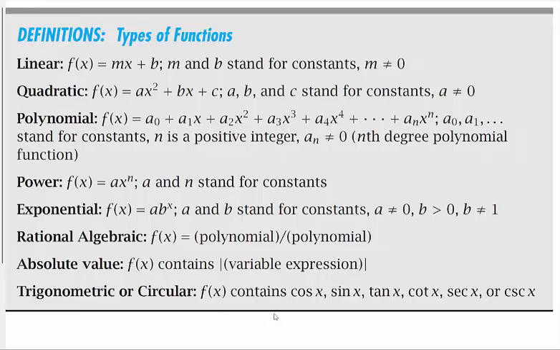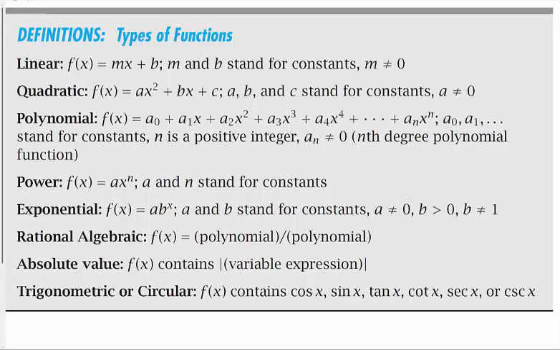And trigonometric, circular, or they also call it periodic: sine, cosine, tangent, cotangent, cosecant, secant, etc. All those. Also not here are logarithmic functions. Don't forget those. The inverse of exponential functions. And then also the inverse trig, arcsine, arctangent, etc. Those aren't there, but they should be there.